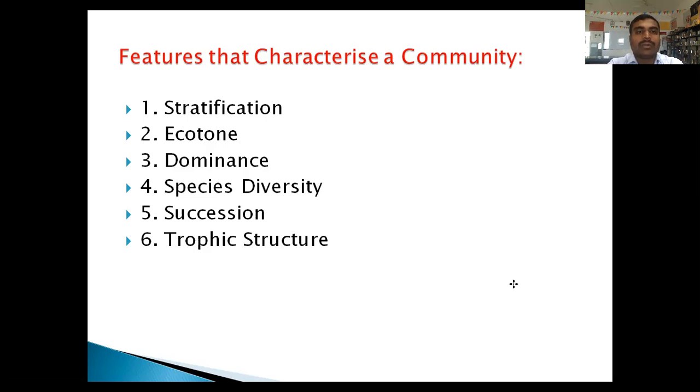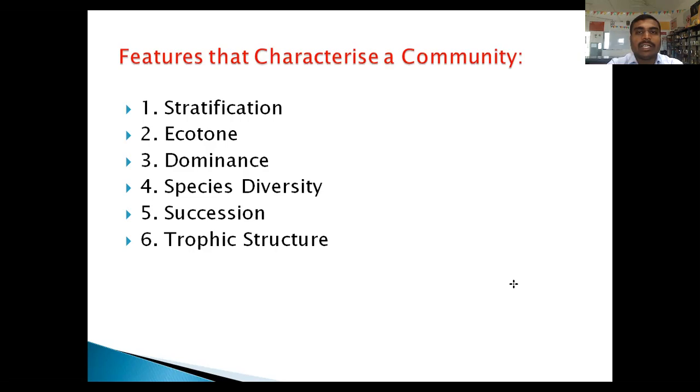Now, the second feature of community is ecotone. Between two distinct communities, there may be an intermediate transitional zone. This zone is called an ecotone. For example, a marginal zone or region between a forest and pasture or open land. That area is called an ecotone, where two different communities stay. Then the third feature is dominance.